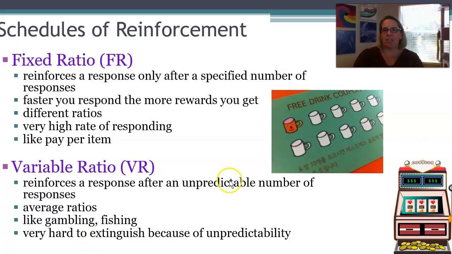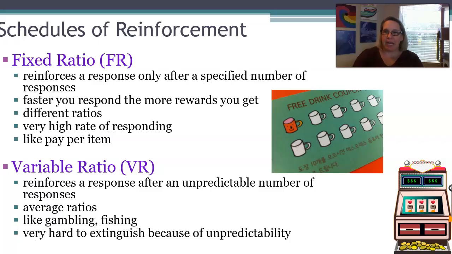Or, I don't know that they do this very often anymore, but you get these little punch cards, and this one is a free drink coupon. So every drink you buy, you get a punch, and then when you get to your 10th drink, you get one free. So that's a fixed ratio type of reinforcement. The behavior that we're trying to increase is that you're buying drinks with us. The reward for buying drinks with us is you get a free drink. Then the variable ratio, again, reinforces a response after an unpredictable number of responses.